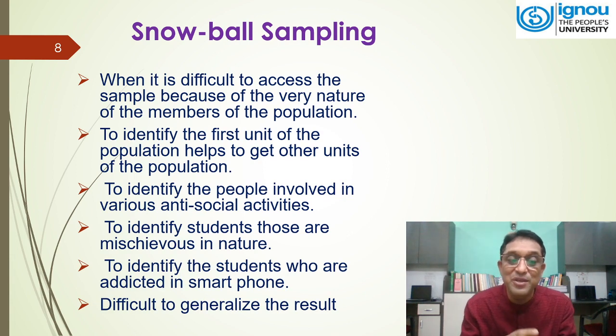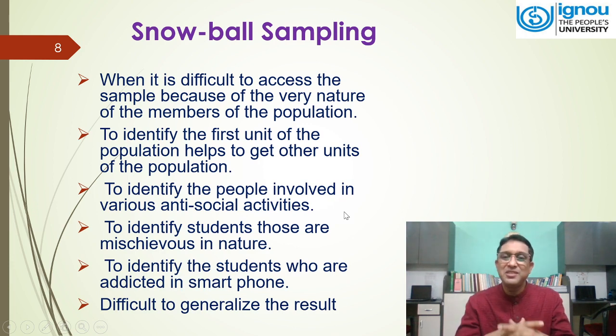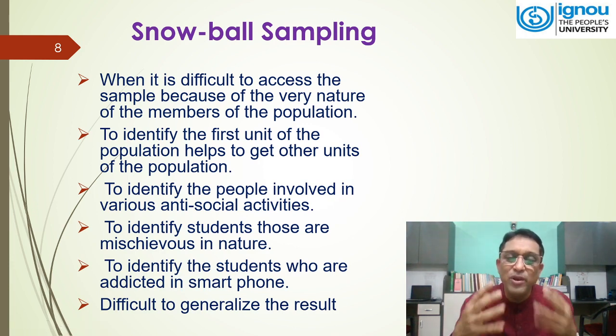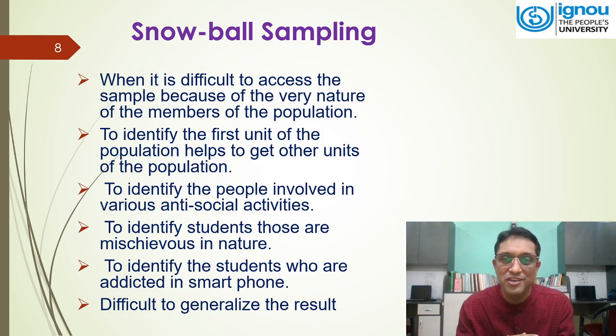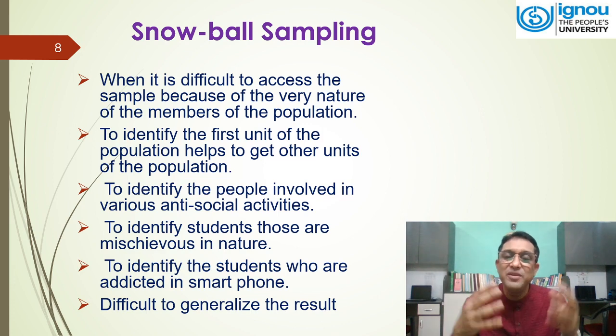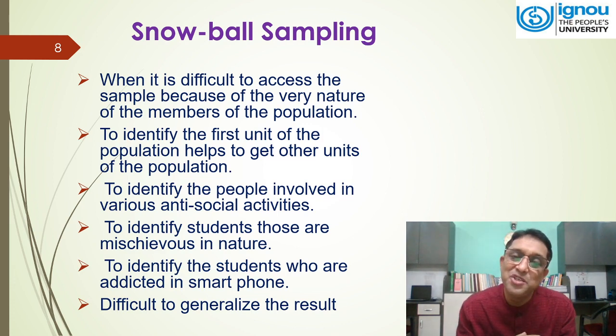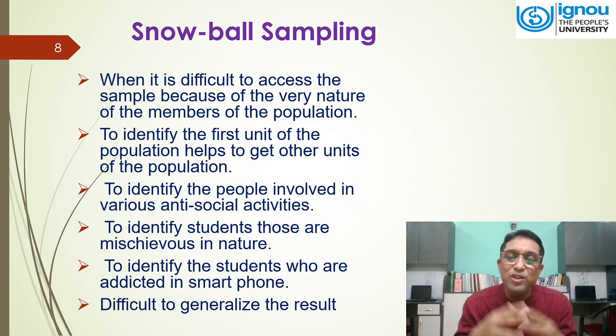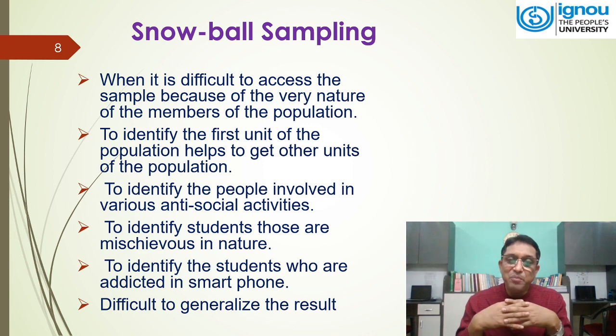Let me give one example. To identify the people involved in various antisocial activities, you ask the police departments of different states. Many a time they do not know how many criminals are there in a state or in a district. Give me one example: mobile theft. Those who steal mobiles, smartphones. Nowadays you see, when you travel in the metro, in a bus, on the road and talk on your mobile, someone comes and snatches your mobile.